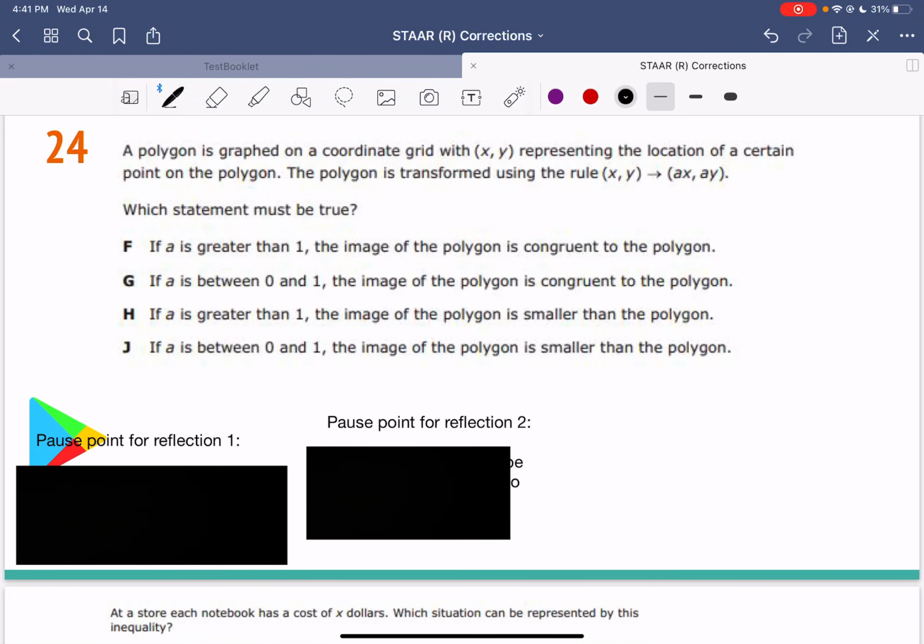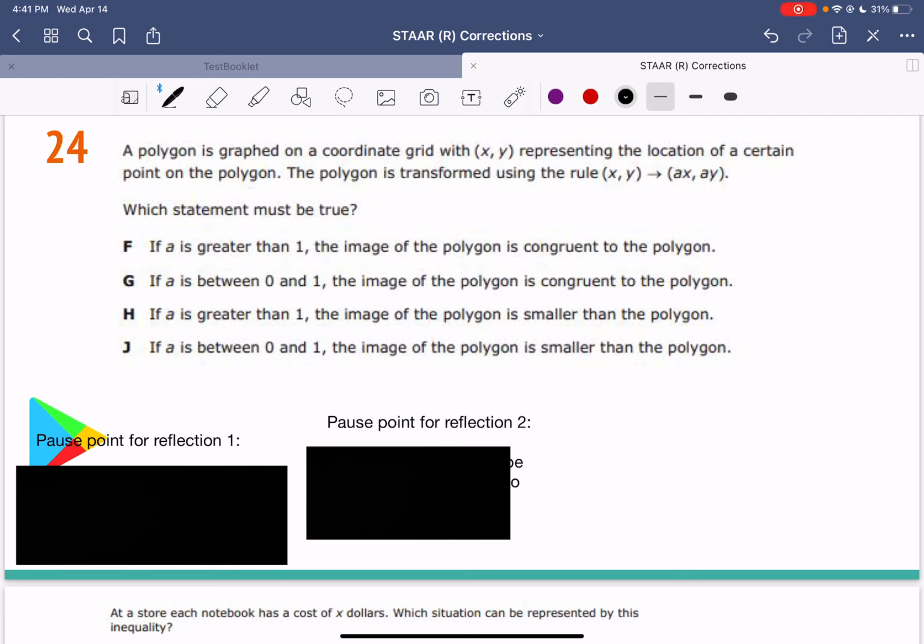Question 24. A polygon is graphed on a coordinate grid with (x, y) representing the location of a certain point on the polygon. The polygon is transformed using the rule (x, y) → (ax, ay). Which statement must be true?